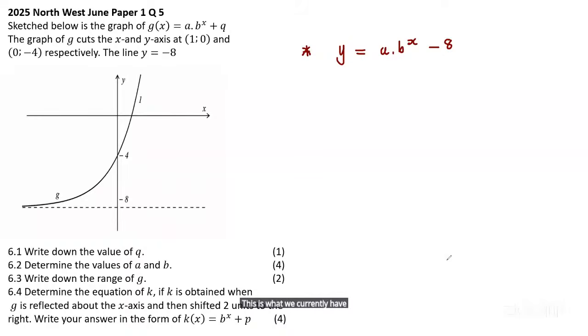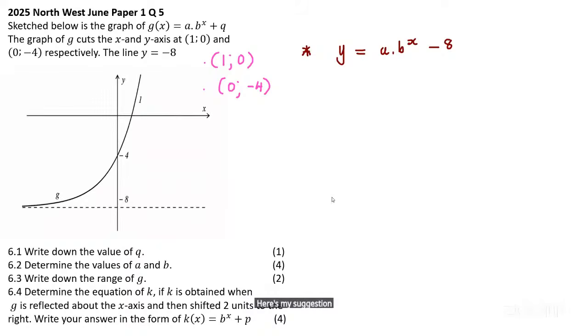But on this very graph, we also have coordinates, particularly when X is 1, Y is 0. Also, when X is 0, Y is -4. So we do have those coordinates. So we're looking for A and B.